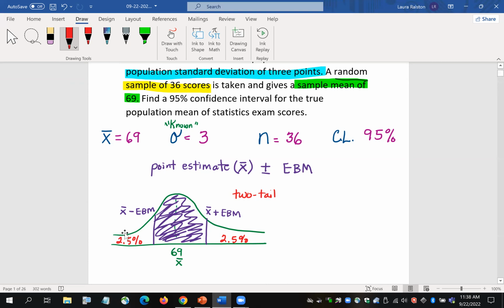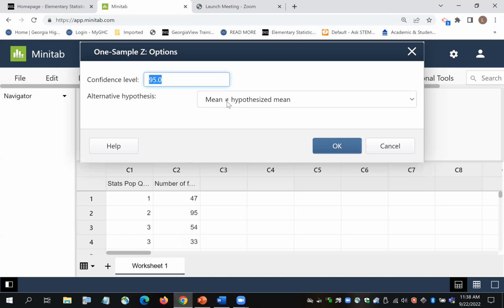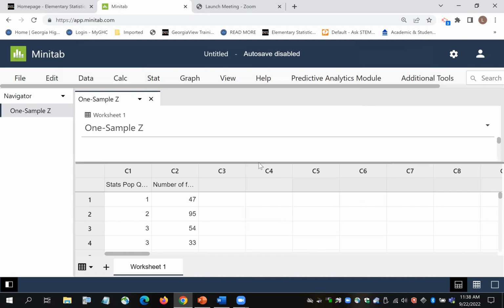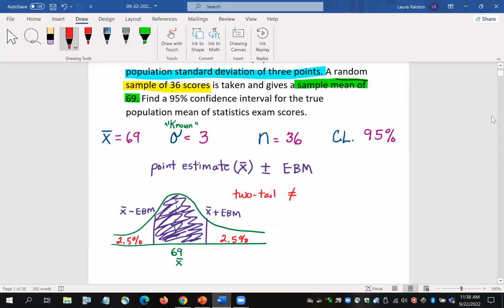So it's a two-tailed test, and we indicate that with the not equal symbol. Little theory, but that's why I'm selecting not equal. For a confidence interval, it will always and forever be not equal, which is the default in Minitab. So then I click OK. I click OK again. And my results appear up here in this screen. Okay, so let me copy this so I can kind of lay it out for you.